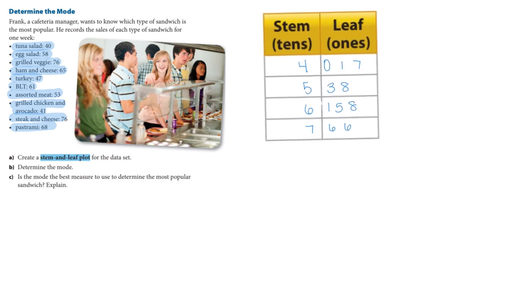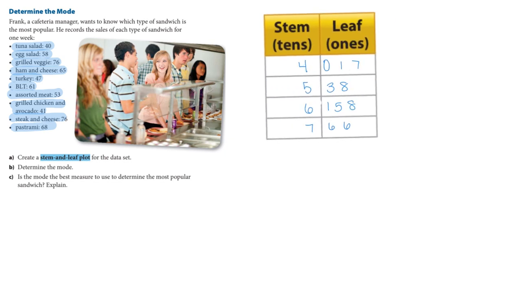All right, so let's see what Part B wants us to do. Part B wants us to determine the mode. So what value is there the most often? I can look at it through the stem and leaf because they're all sorted. I have 40, 41, 47, 53, 58, 61, 65, 68, 76, and 76. So the mode for this data is going to be the one that appears the most often, which is the only one that's there twice, which is 76.